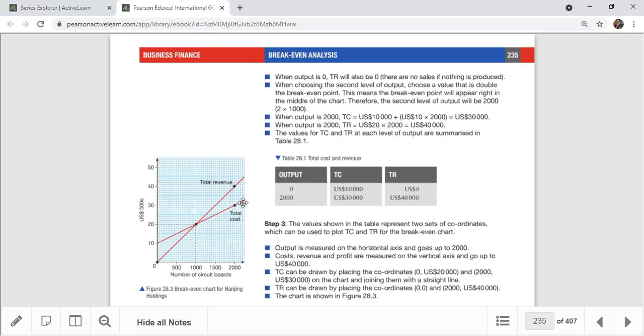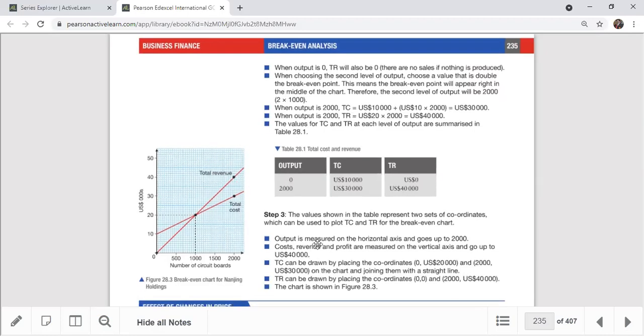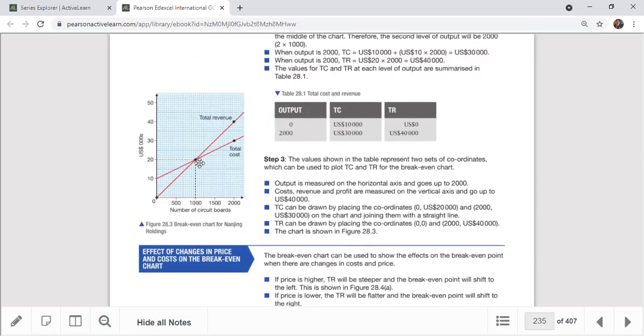At the same time, total revenue: at output 0, total revenue is also 0. And at output 2000, total revenue is 40,000, and we can connect those 2 points and draw the total revenue curve. So this is the intersection point we call the break-even point, and out of that we can find the break-even point, margin of safety, profit region, loss region, everything, right?